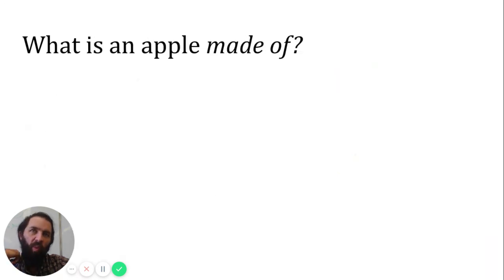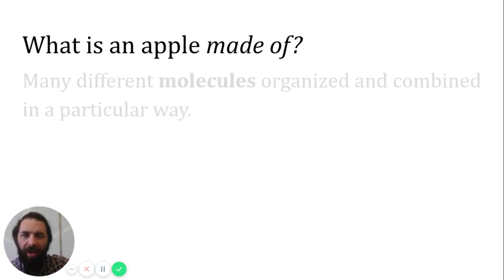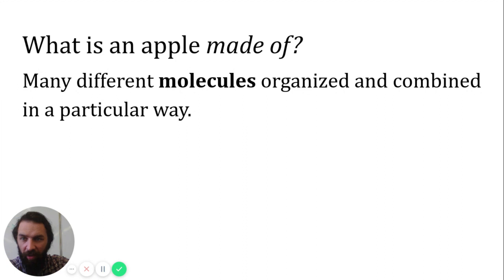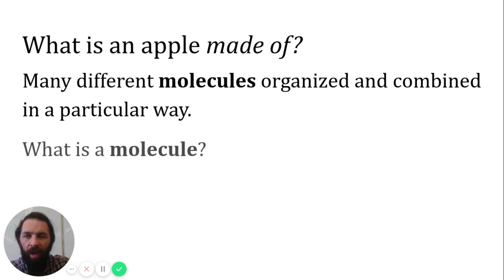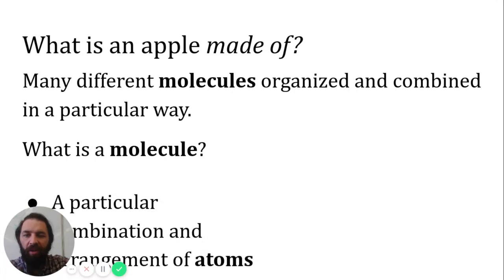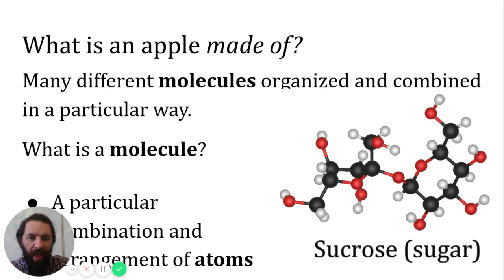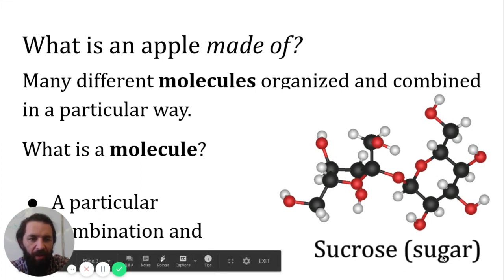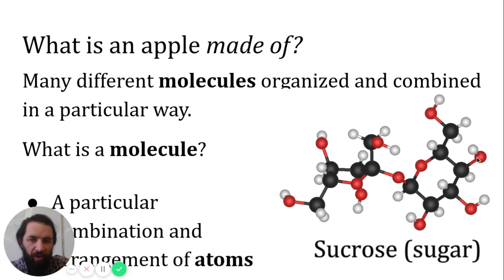All right, so whatever your answer was, let's talk about it from a more scientific perspective. So what is an apple made of? A scientific answer might be that we have many different molecules organized and combined in a particular way. And so then the question is, what is a molecule? A molecule is a particular combination and arrangement of atoms. Here's an example of a molecule. We've got a sucrose molecule. Sucrose is one type of sugar. There's a bunch of different types of sugar. And this is what a sucrose molecule looks like.